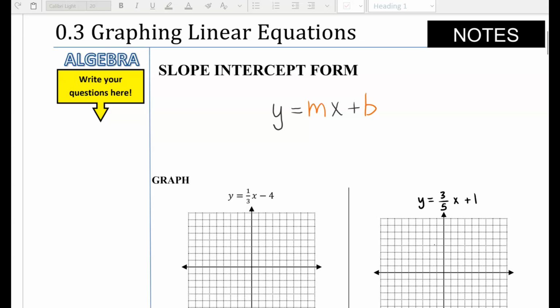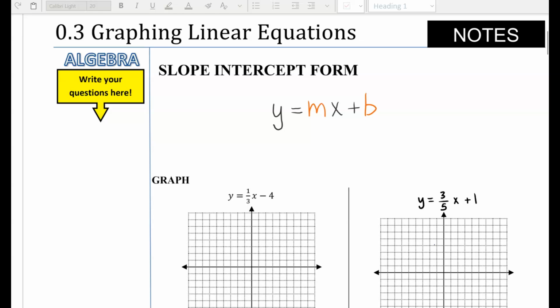Congratulations, you've made it to lesson 3, and this is the last lesson in our review unit. We're going to be graphing linear equations and connecting the equation with the graph and with a table. We're even going to connect those things with a verbal description of a linear scenario.